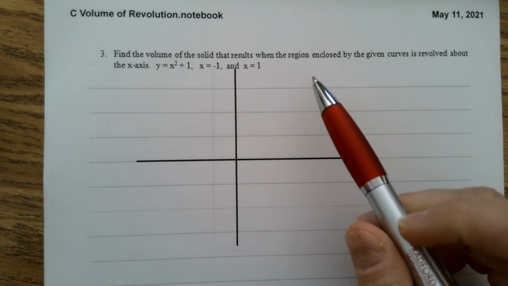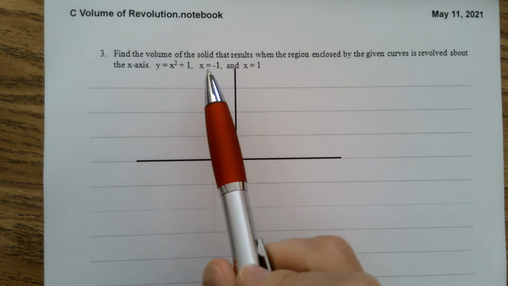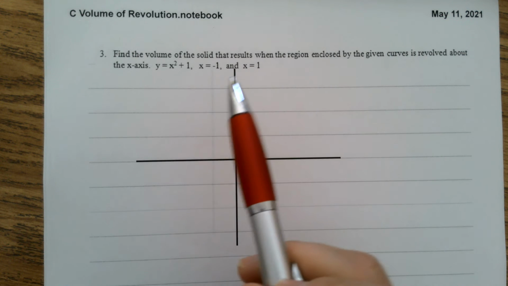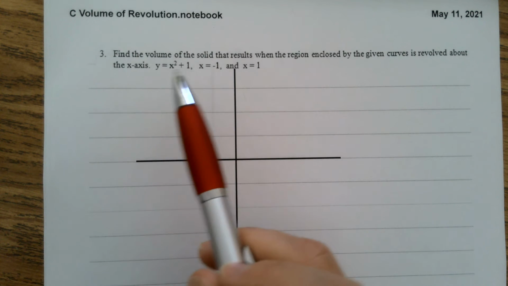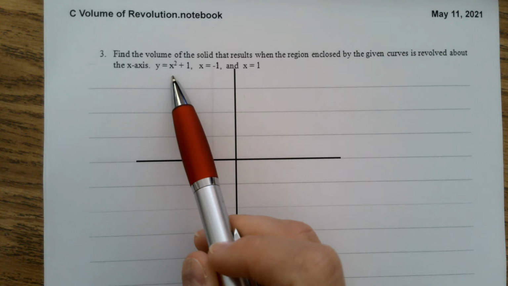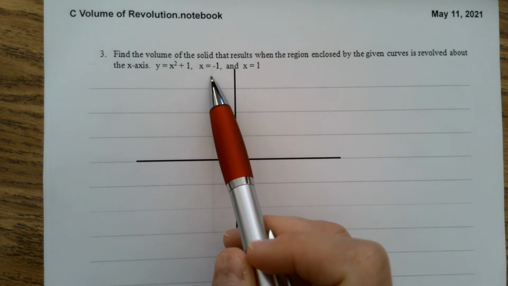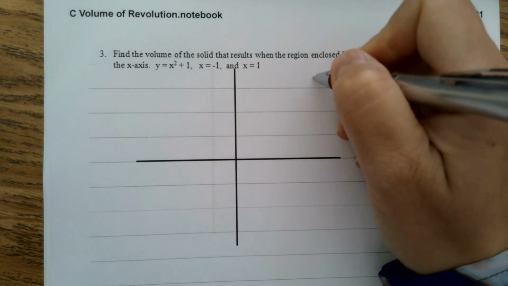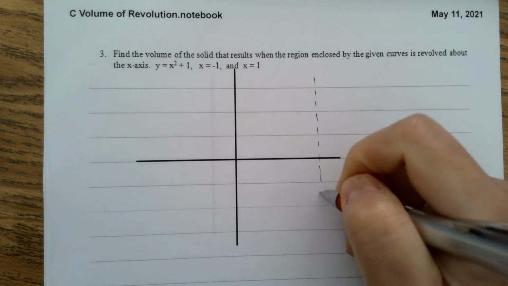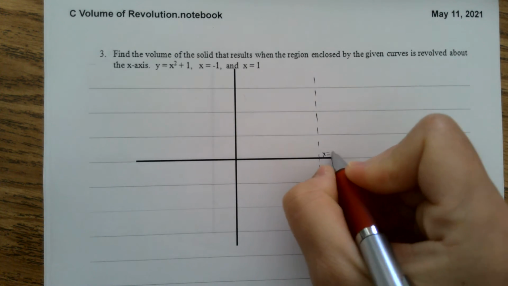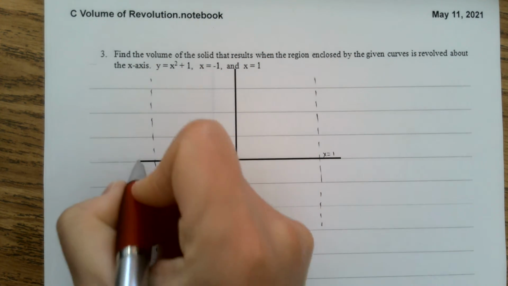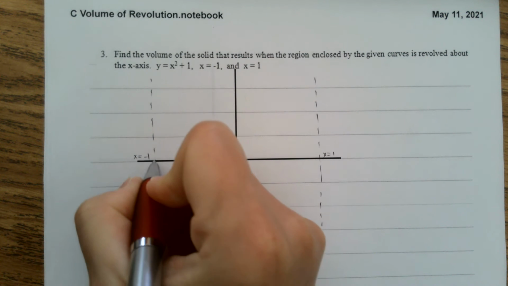So, let's start with reading this problem. Find the volume of the solid that results when the region enclosed by the given curves is revolved about the x-axis. One of the curves is y equals x squared plus 1, and your boundary lines are x equals -1 and x equals +1. So I'm going to draw this fairly large, okay? This will be my x equals 1 boundary. This will be my x equals -1 boundary.